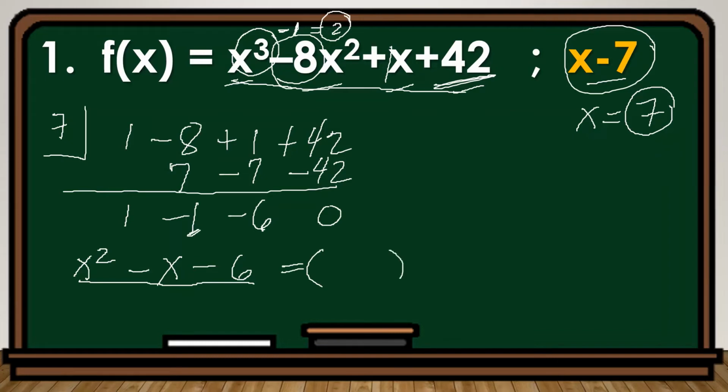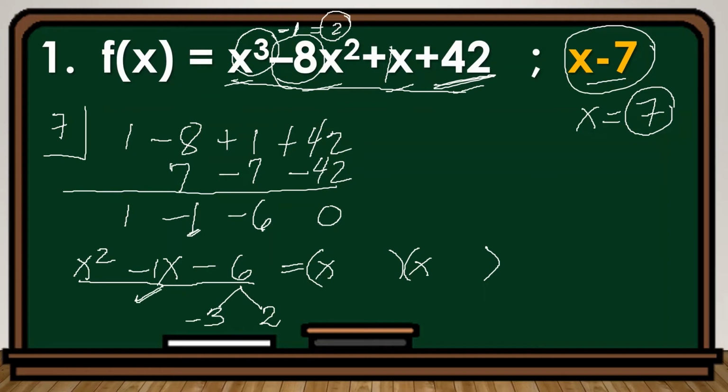Factoring this will give us x and x for x squared. Negative 6 can be factored as 3 and 2. Now, let's consider the middle term, which is negative 1. So, obviously, 3 minus 2 is 1, but take note that 1 here is negative. So, your higher number should be negative. So, 3 is higher than 2, so your 3 should be negative. So, this will be negative 3 plus 2, which will give us negative 1, the middle term.